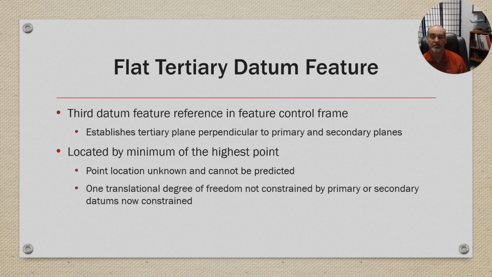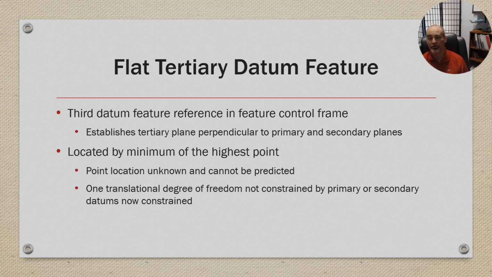And 1 translational degree of freedom, not constrained by the primary or secondary datums, is now constrained. So once you have 2 datums, you can't rotate it. It could still slide back and forth in 1 axis, and that's what this third one is.